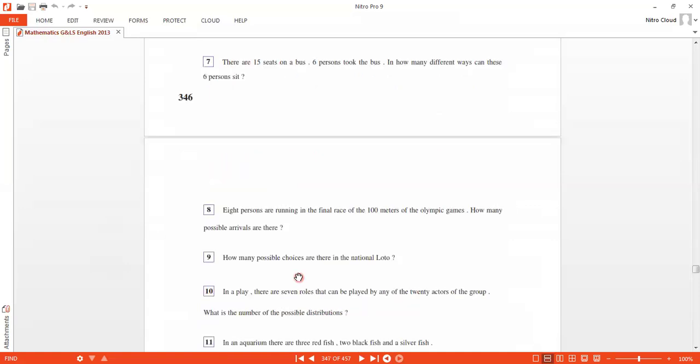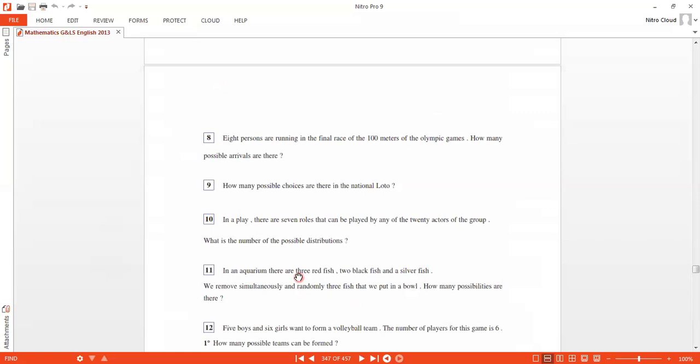Let us take another example. Okay, in an aquarium, there are 3 red fish, 2 black fish, and a silver fish. We remove simultaneously and randomly 3 fish that we put in a bowl. How many possibilities are there? Whenever you see the word simultaneously, of course, you're going to choose C. So we are choosing 3 fish out of 6 fish. So it's C 3 6.